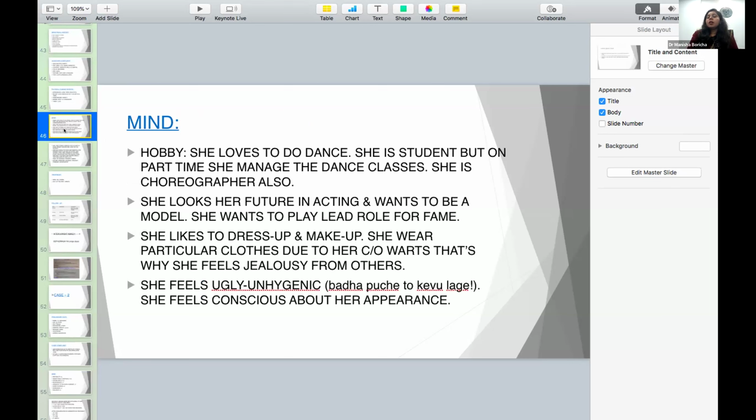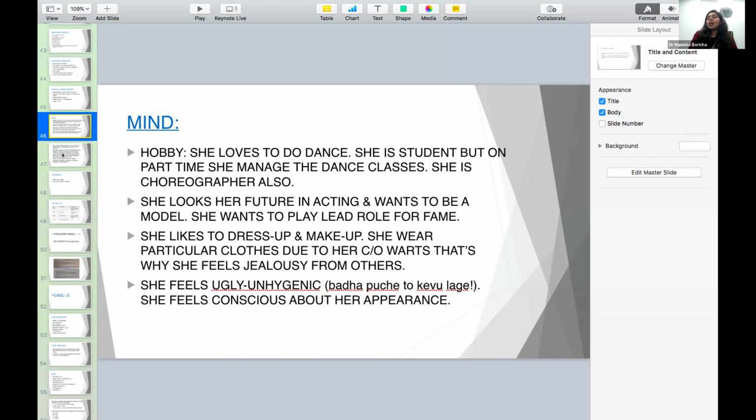Mind: her hobby, she loves to dance. She is a student, but part time she manages dance classes. She is a choreographer also. She sees her future in acting and wants to be a model. She wants to play a lead role in a film. She likes to dress up and wear makeup. She wears particular clothes due to her complaint of warts.